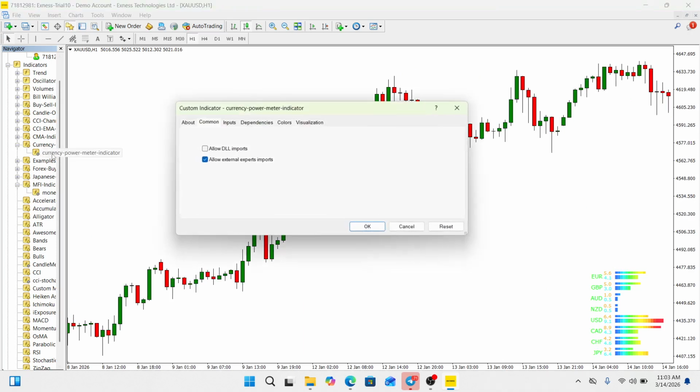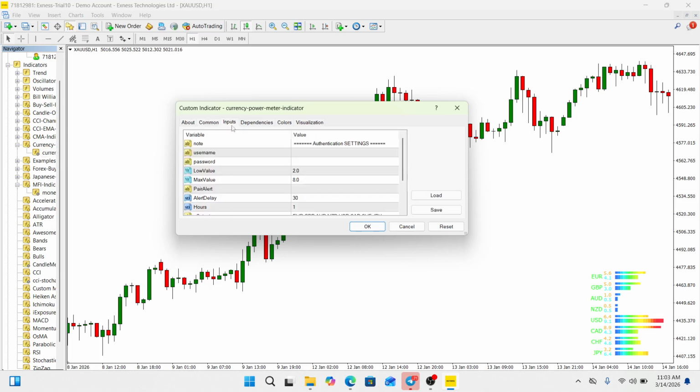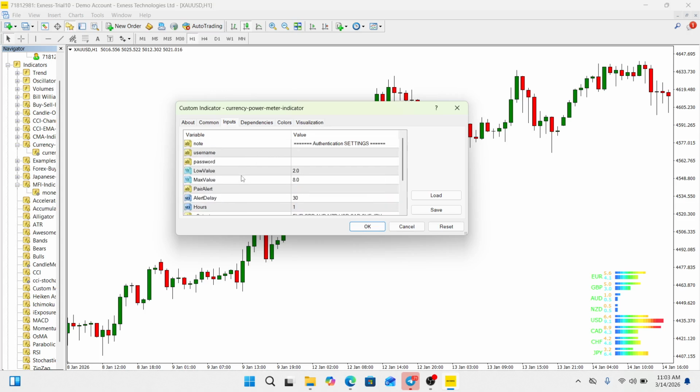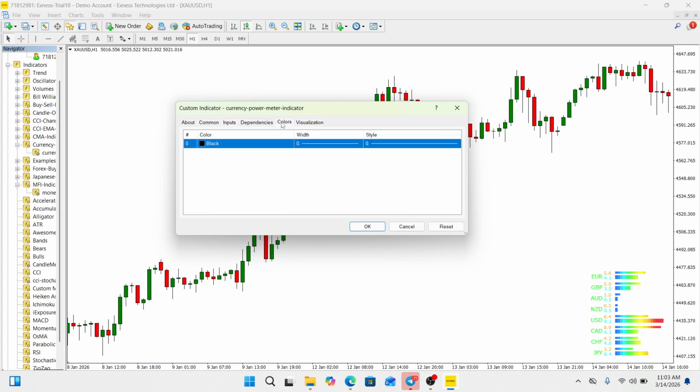As for the indicator settings, take a look at the inputs. The indicator lets you choose which currencies and pairs to include in the calculation, plus the look back period used to measure each currency's recent performance. Visual options allow you to adjust colors, line styles, or panel layouts so that strength readings remain clear and easy to interpret on your charts.